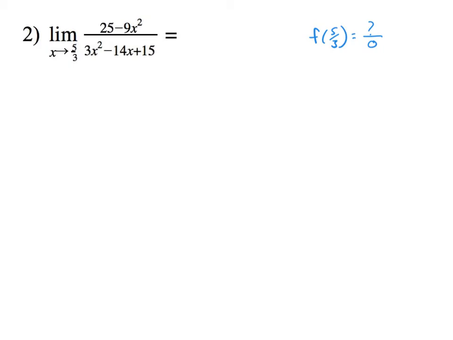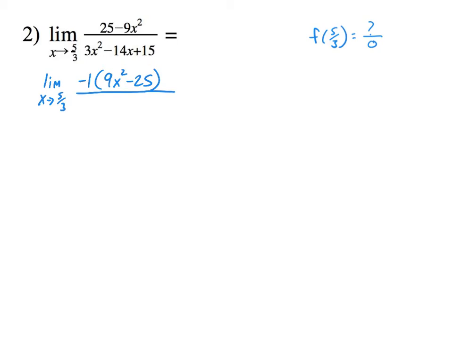So what we're going to do first is the factoring. The limit as x approaches 5/3 to start with. The top, what I notice here is I'm going to pull out a negative 1 and make this 9x squared minus 25. All right, I pulled a negative 1 out and flip-flopped it.